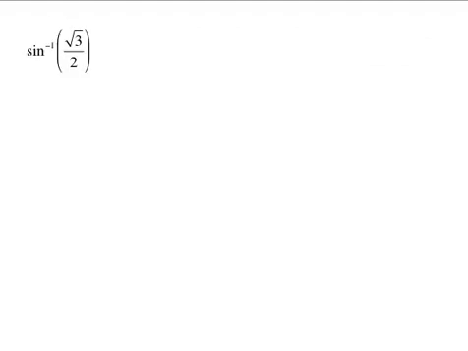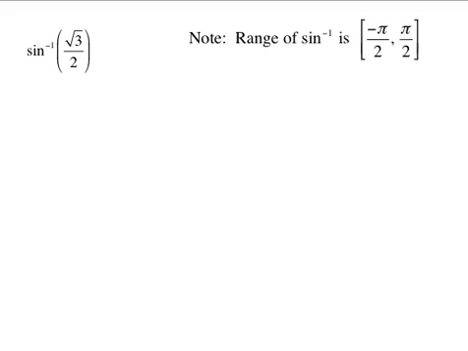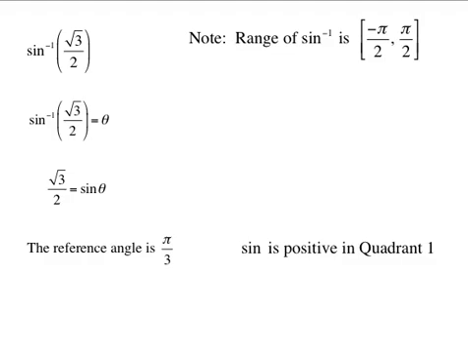Next we have inverse sine of root 3 over 2, and the range of the inverse sine function is negative pi over 2 to pi over 2. We're going to add theta. Inverse sine of root 3 over 2 is theta, so root 3 over 2 is sine theta. Reference angle is pi over 3, but we're in quadrant 1, so that's not a problem. So the answer is just theta is pi over 3. The inverse sine of root 3 over 2 is pi over 3. And that concludes this lesson.